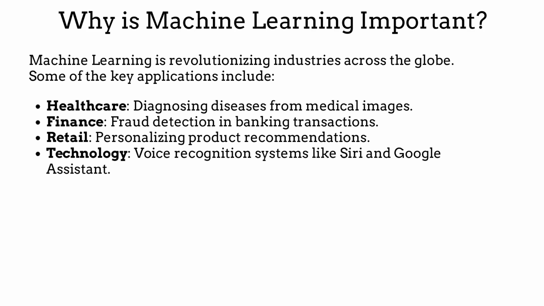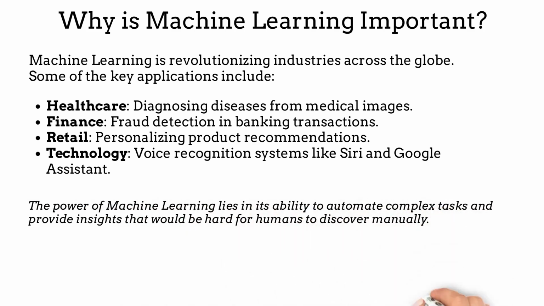The real power of machine learning is that it can automate tasks that are super complex for humans and uncover patterns or insights that we might not even notice on our own. It's basically like having a really smart assistant that keeps learning and getting better at its job.